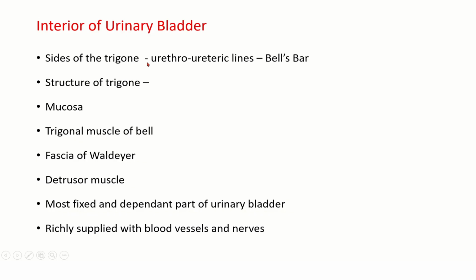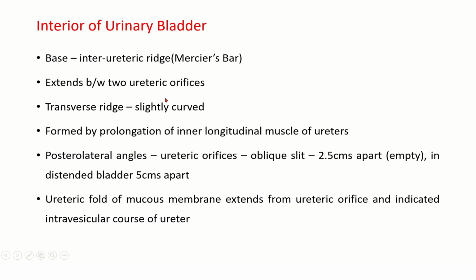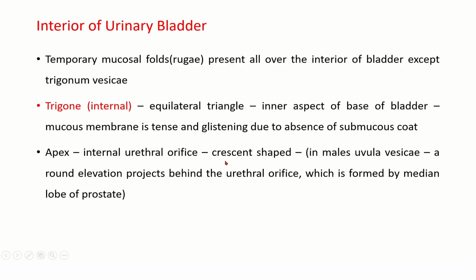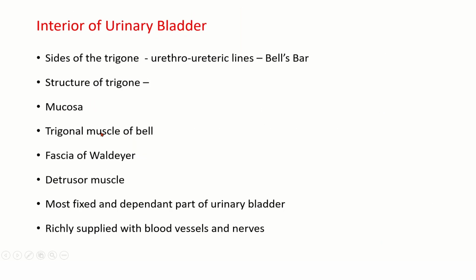The sides of the trigone, the uretero-ureteric lines, are called Bell's bar. So this is Mercier's bar, this is Bell's bar. Structure of the trigone: there will be mucosa, but there will be no lamina propria. So the mucosa is directly attached to the trigonal muscle of Bell, and there will be fascia of Waldeyer separating the trigonal muscle of Bell from the detrusor muscle.